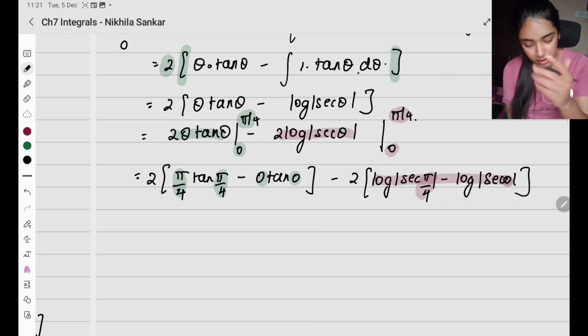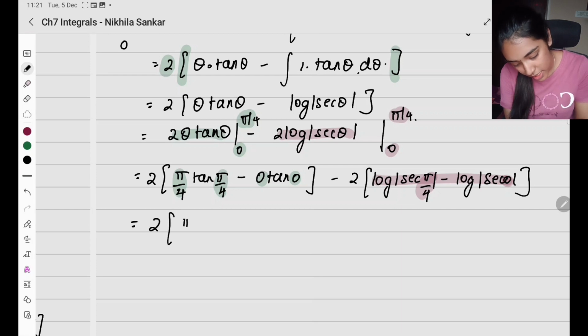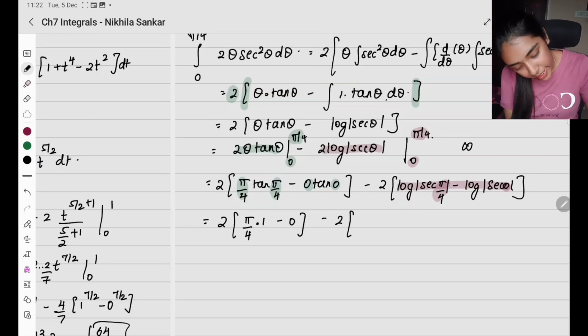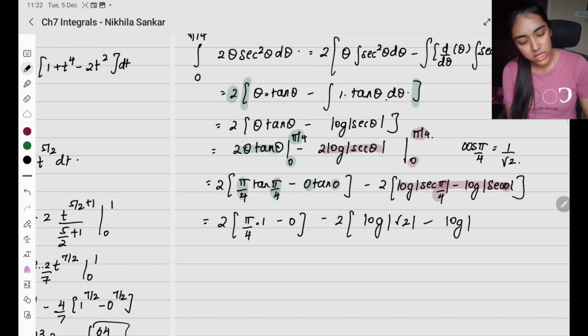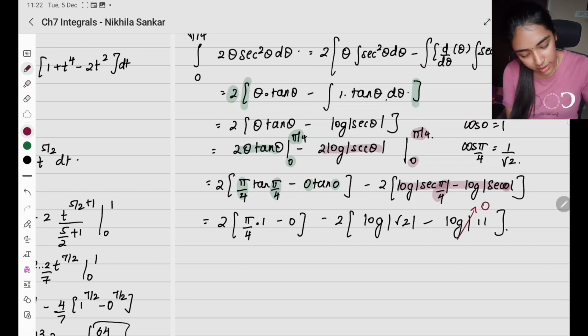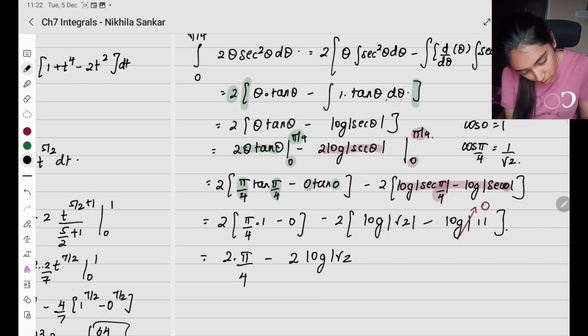So here I have 2 times pi by 4 times tan pi by 4, which is 1, minus 0. It is 0. Minus 2 times log of secant pi by 4. So I have cos pi by 4 to be 1 by root 2. So here I have log mod secant pi by 4 is going to be root 2, minus log mod secant 0, and cos 0 is going to be 1. So secant 0 is also 1. Okay. So log 1 is nothing but 0. So that term goes. What else do I have? 2 times pi by 4 minus 2 times log mod root 2.